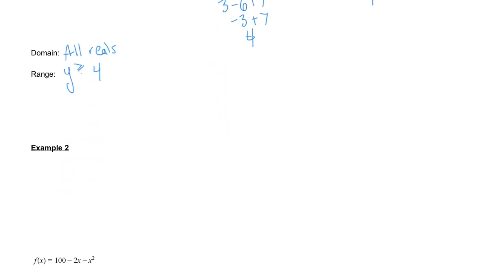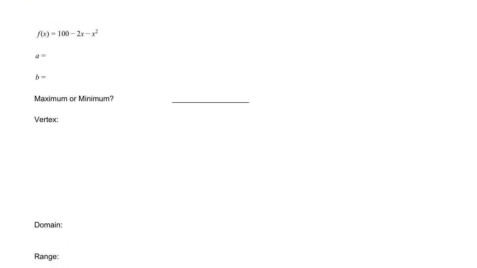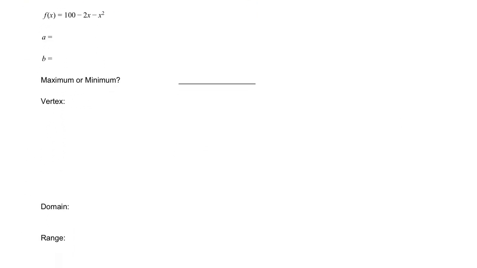Let's look at another one. We've got 100 minus 2x minus x squared. First, let's rearrange this and make it look normal. F of x equals negative x squared minus 2x plus 100. A here, now that we've rearranged, is negative 1. B is negative 2. Maximum or minimum? A is negative. That means it's going to open down. If A is negative, your parabola opens to the negative side. So that's going to have this point at the very top. That's a maximum.